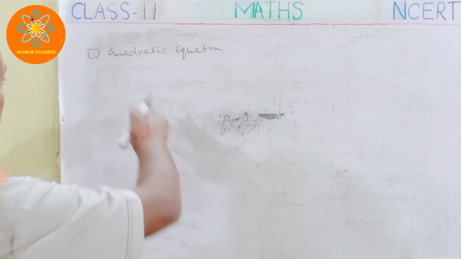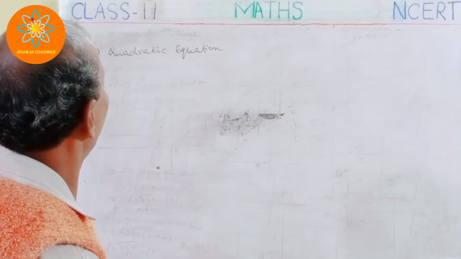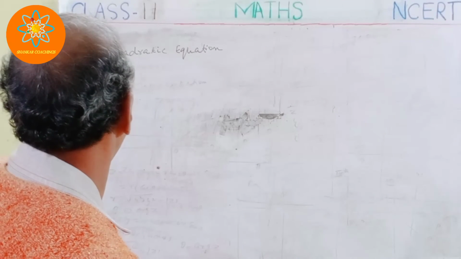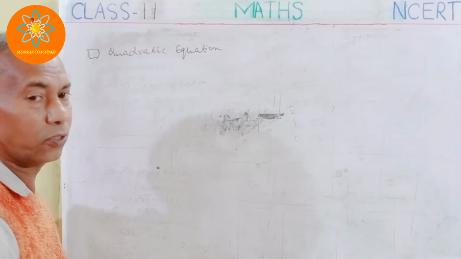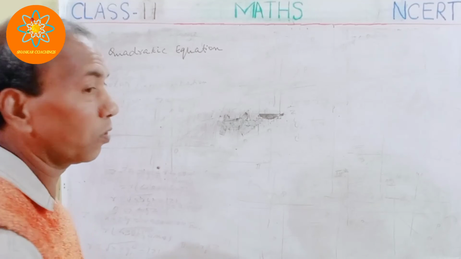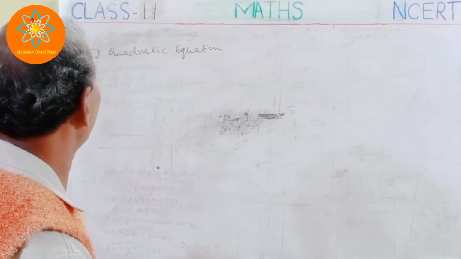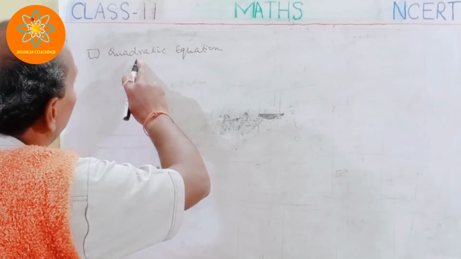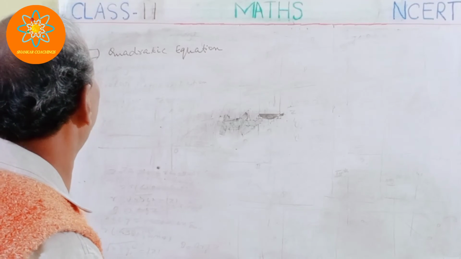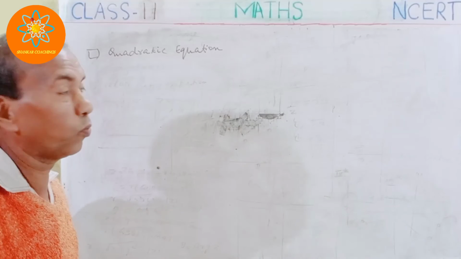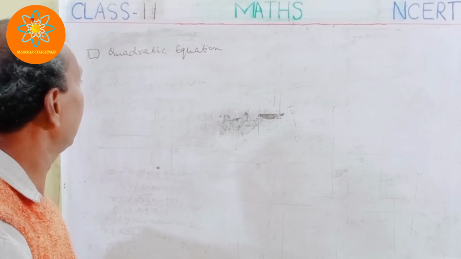Now we will see the solution of a quadratic equation. Actually, what happens in the quadratic equation? We have a real solution, and there is one more kind of solution, the imaginary solution. So what is the meaning of the imaginary solution? In the case of the quadratic equation, when the value of b square minus 4ac is not greater than 0, we get the imaginary solution.